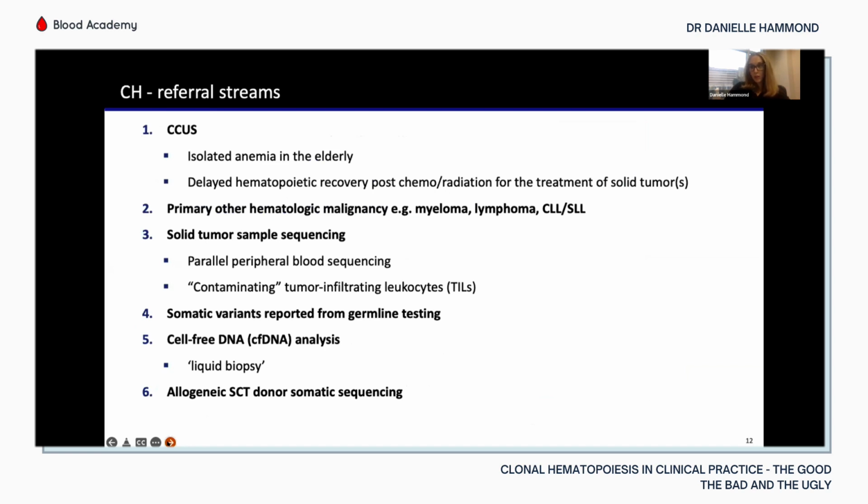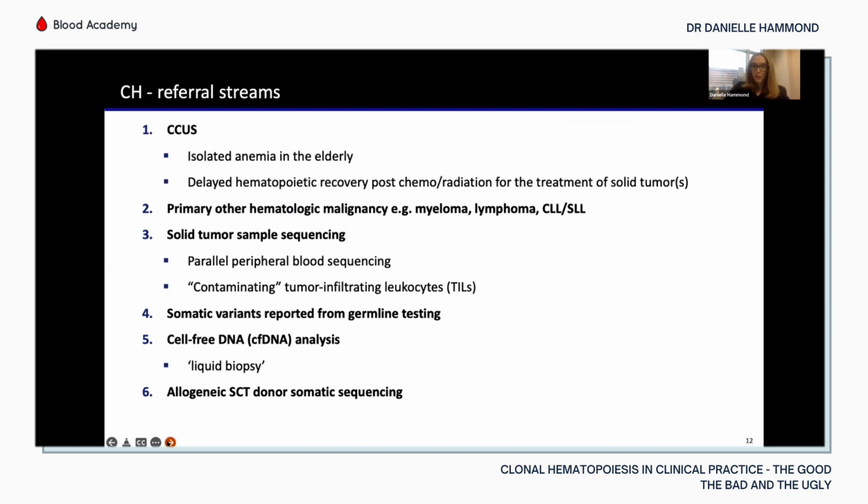So here at MD Anderson, we've just started a formal clonal hematopoiesis or precursor clinic. And here's an example of some of the referral streams. And each underlying referral stream for affected individuals has a very different associated risk of subsequent hematologic malignancy. And what you will see will very much depend upon what kind of center you work in.